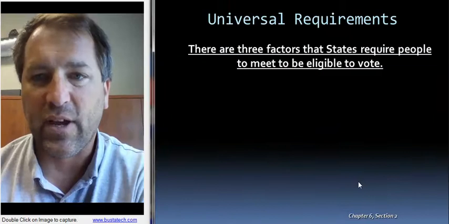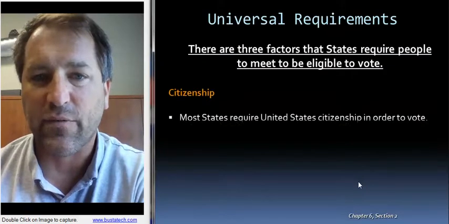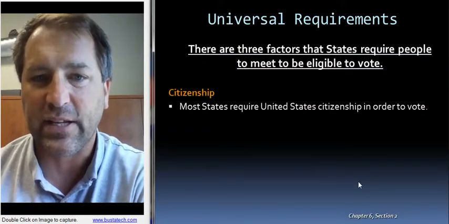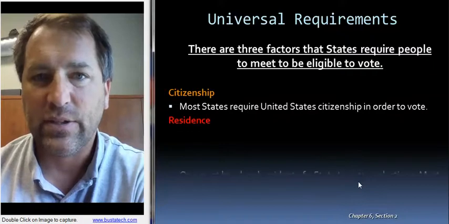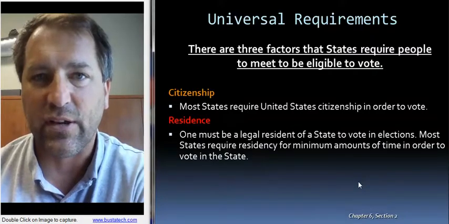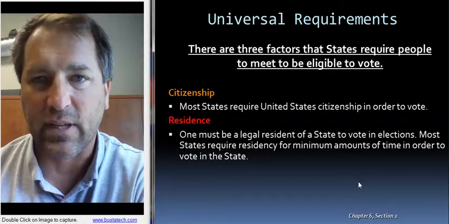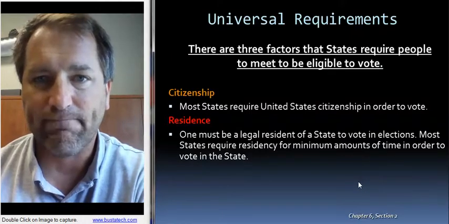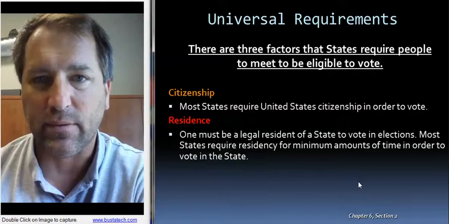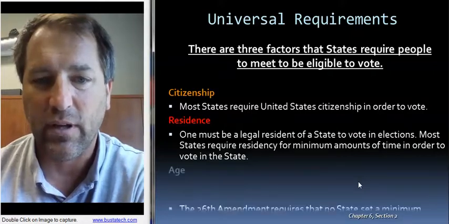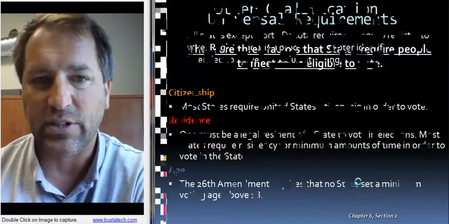There are 3 factors that most states require. First, citizenship in the United States. Second, residency in the state in which they would like to vote. Now, there are minimum residency requirements, that you've lived in the state a certain number of days or months, although the federal government has determined that the amount cannot be too unusual. But you can have a residency requirement, and each state may be a little different. And then, of course, age we already discussed.